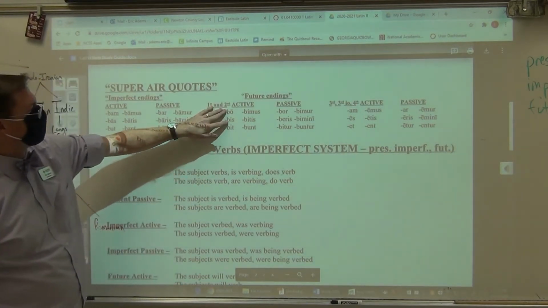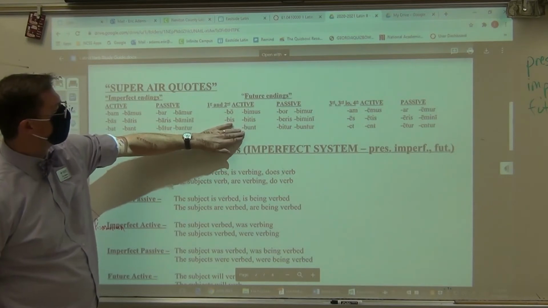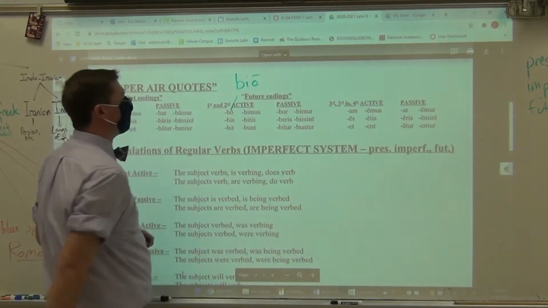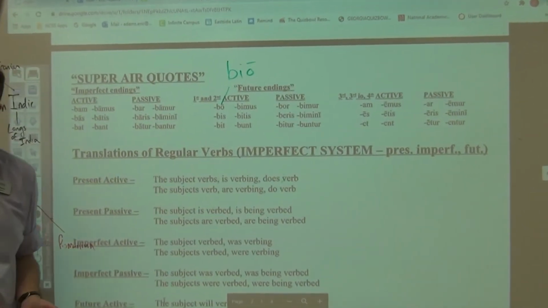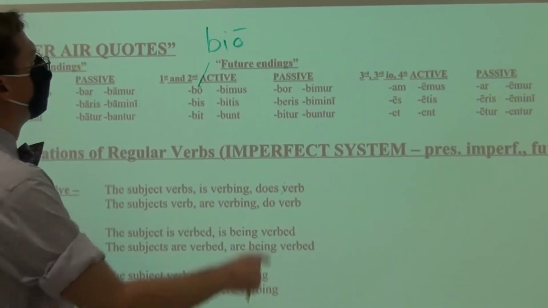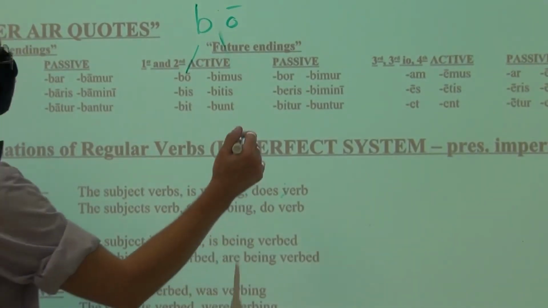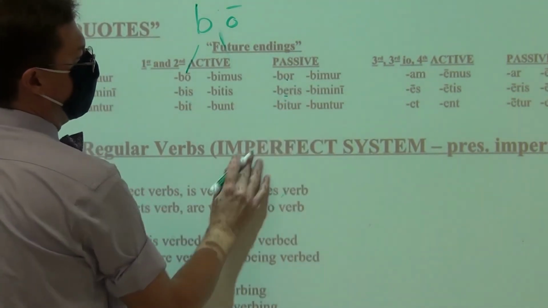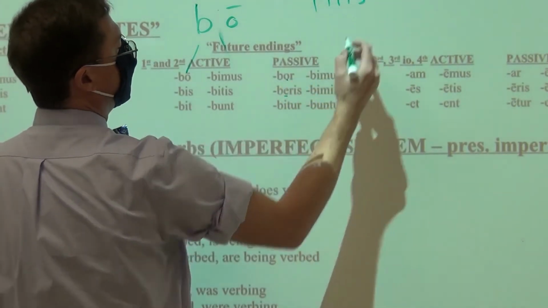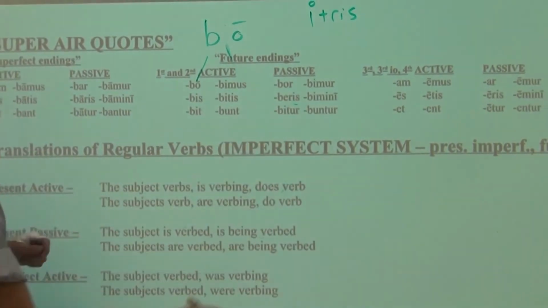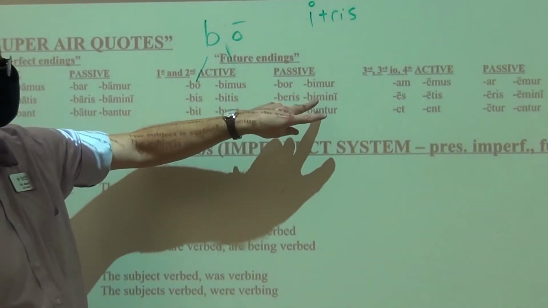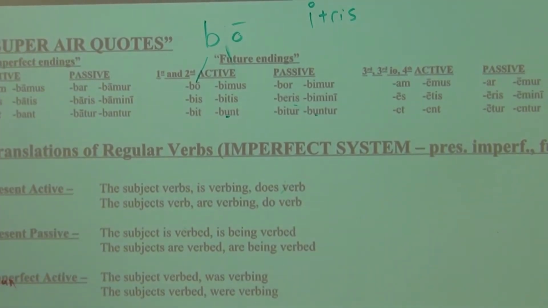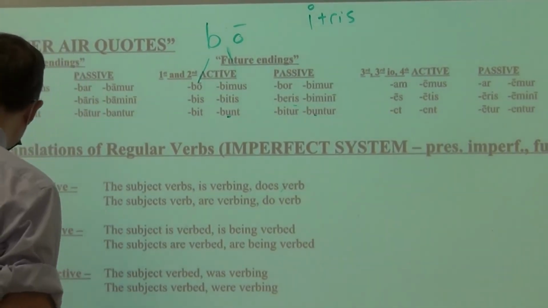Then with the BI, bo, bis, bit, bimus, bitis, bunt. It would be originally B-I-O, but remember that O is a strong vowel, and it eats the I, and then it ends with bo. Same thing happened here. Remember, that's a BI, but I plus ris turns it to an E. And that's why it is bor, beris, bitur, bimur, bimini, and of course bunt for the active and buntur for the passive. Because the Romans usually do not make them say int. The Romans will make them say unt.